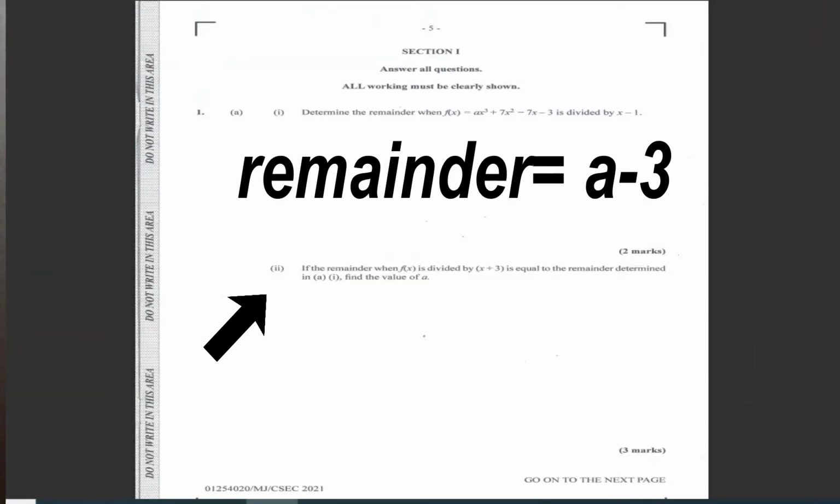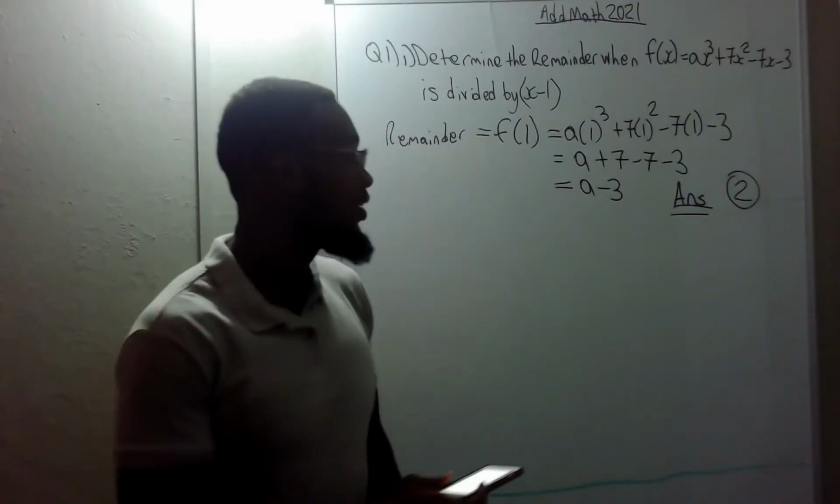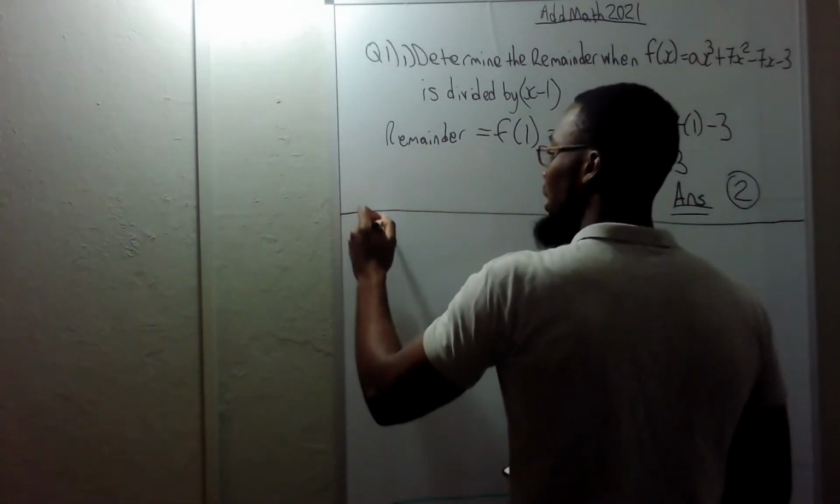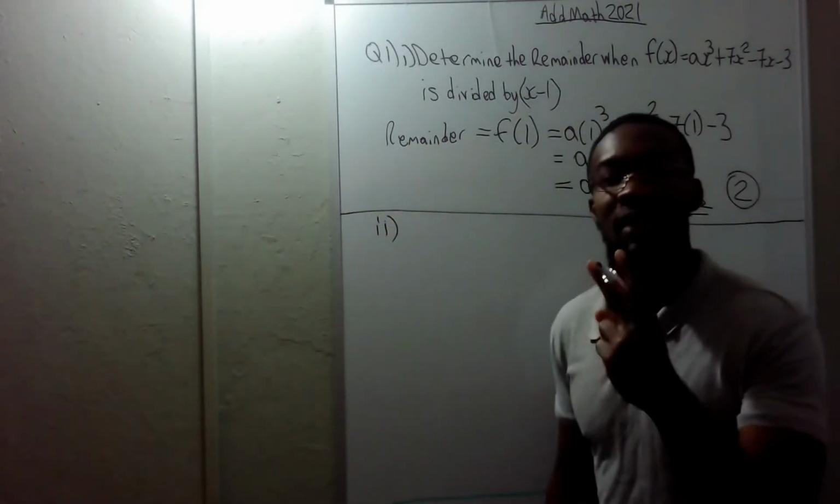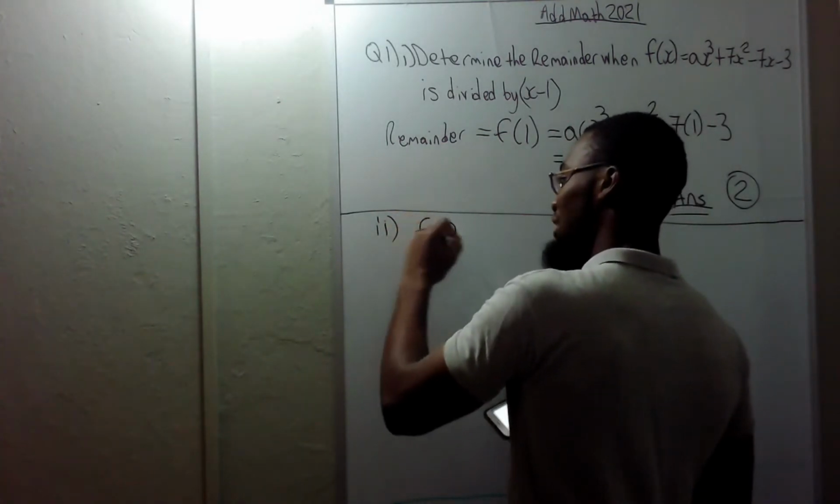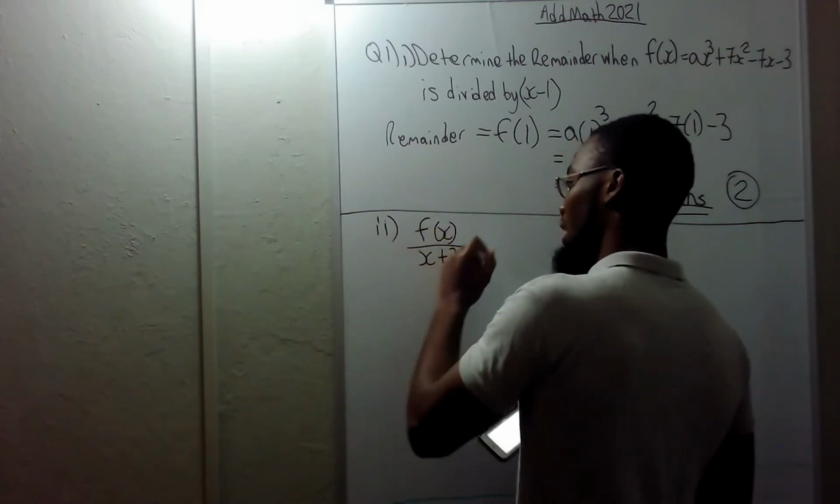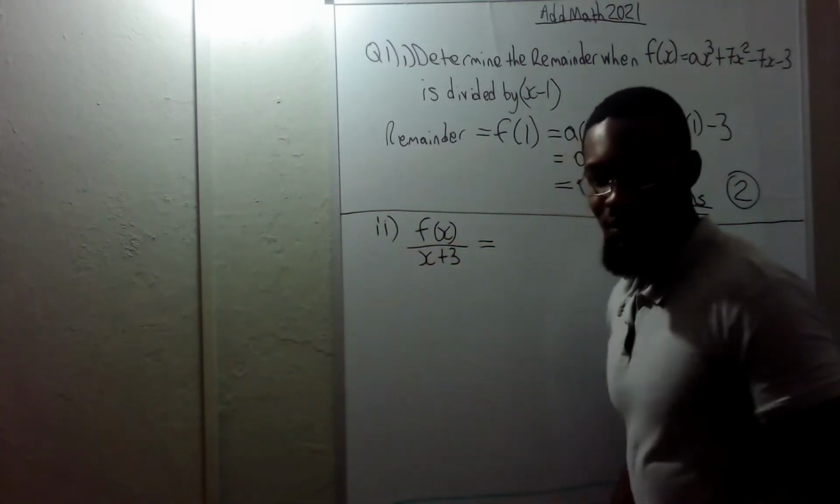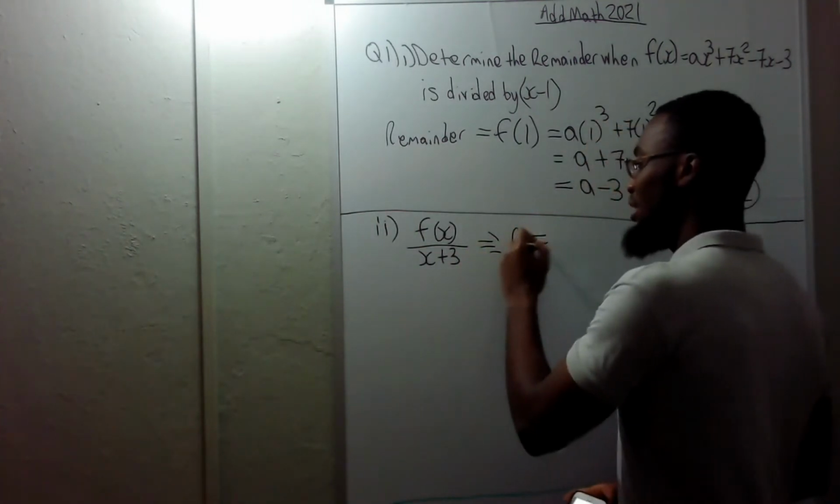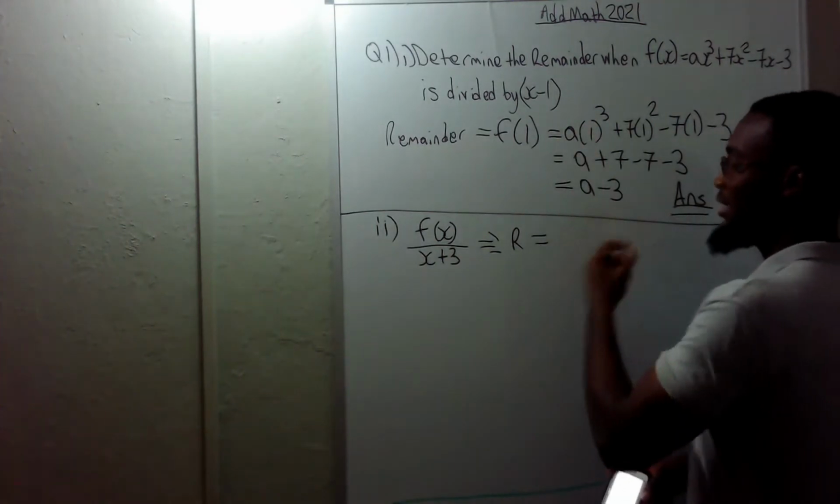Alright, part 2 says, if the remainder when f of x is divided by x plus 3 is equal to the remainder determined in part 1, find the value of a. So what they're telling you in part 2 is that the two of them have the same remainder. Remember, now we're dividing f of x by x plus 3, and the remainder r is equal to whatever we got up here, which is a minus 3.